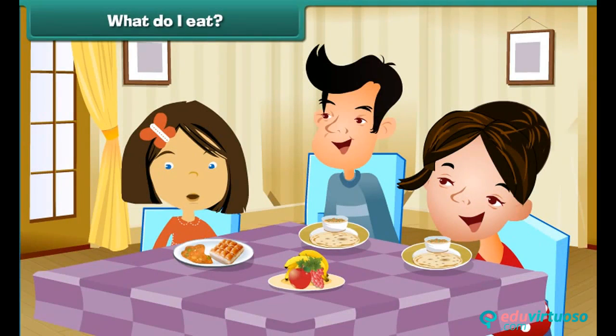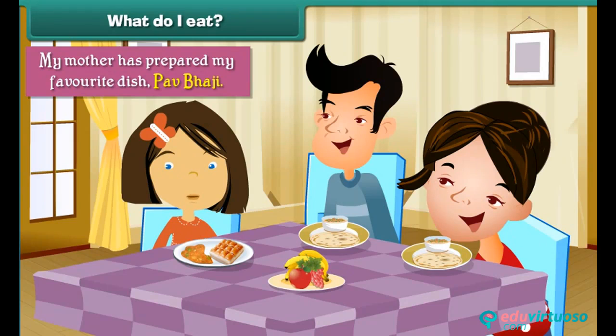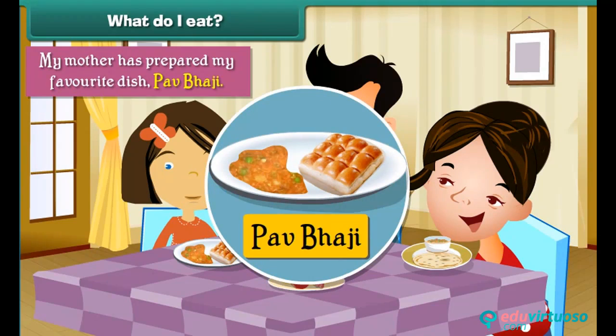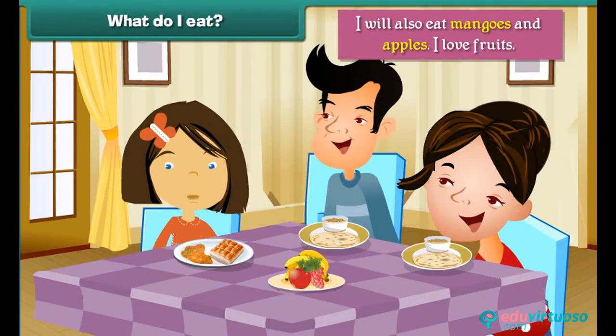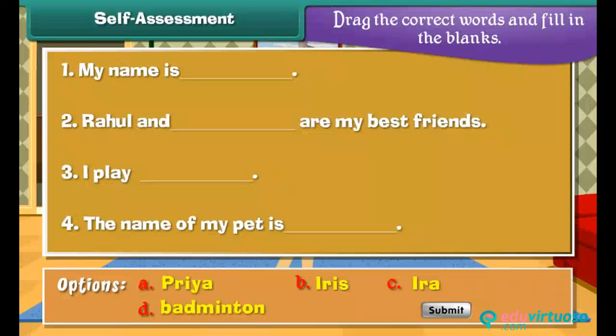What do I eat? It is dinner time. I'm going to eat food with my family. My mother has prepared my favorite dish, pav bhaji. I will also eat mangoes and apples. I love fruits. Self-assessment. Let us check what you have learned.